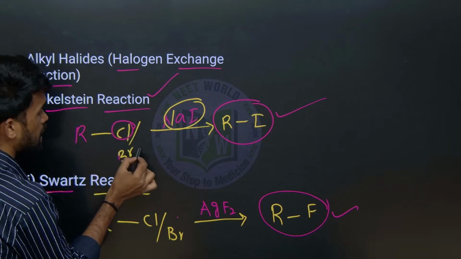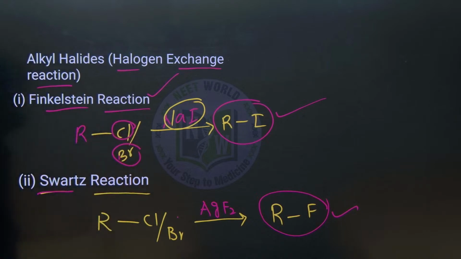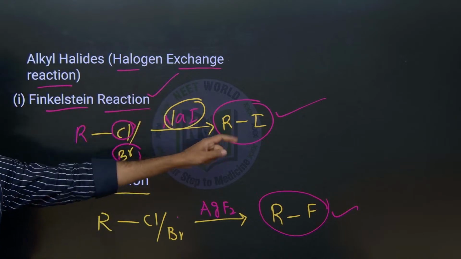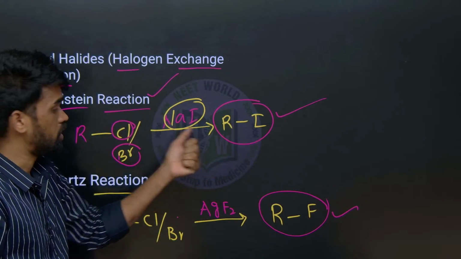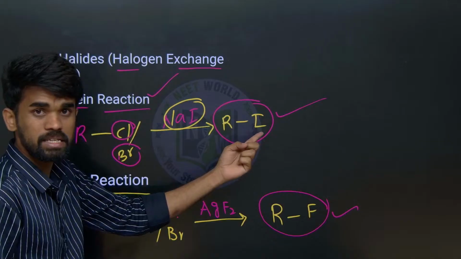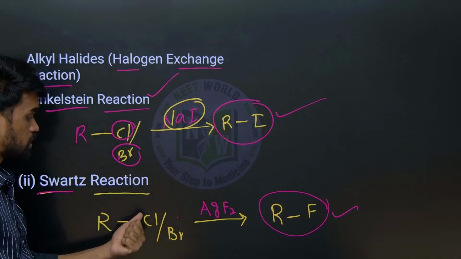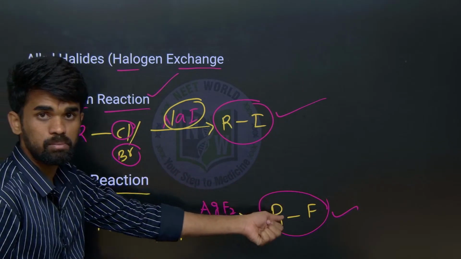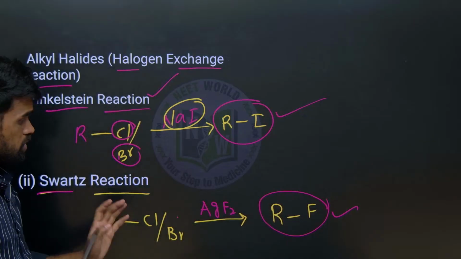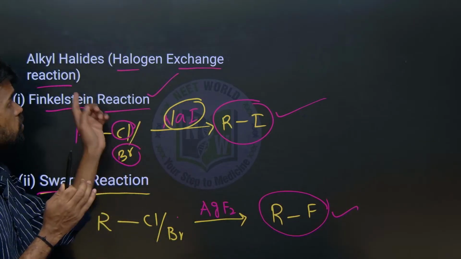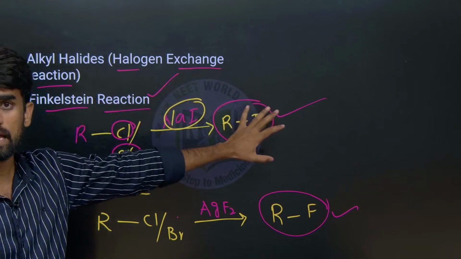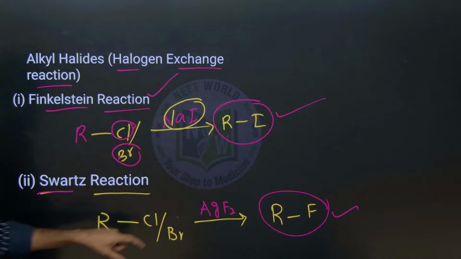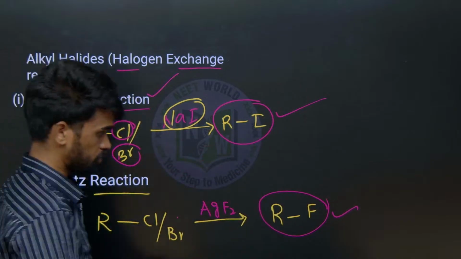What do we mean by halogen exchange reactions? Here, the substrate already contains a halogen, but that is exchanged. Chlorine is removed and replaced by iodine. Here chlorine or bromine is removed and replaced by fluorine. So this is how the halogen is exchanging. These reactions are halogen exchange reactions. Once again remember, Finkelstein for alkyl iodides, Swarts for alkyl fluorides, that's it.